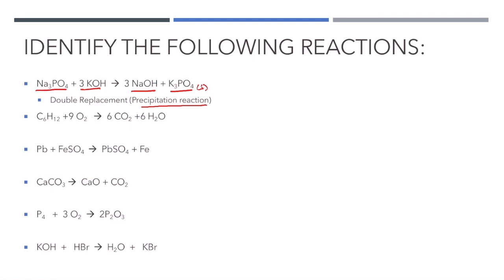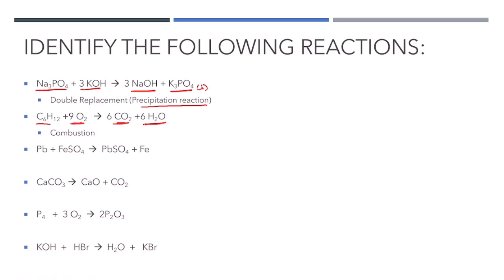All right, so the second equation is going to be a combustion reaction. So combustion, because we've got our hydrocarbon here reacting with oxygen, and it produces carbon dioxide and water. So those are the telltale signs of a combustion reaction. Always going to have oxygen, always going to have carbon dioxide and water as a product.